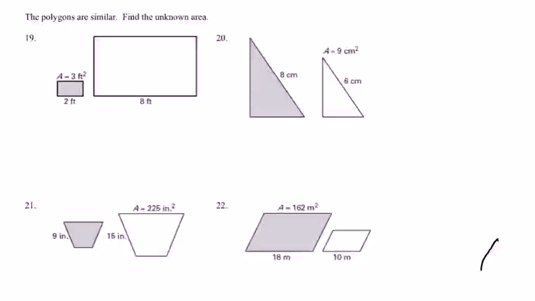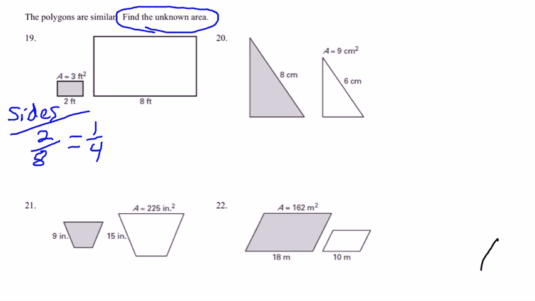Number 19. This time we are given the lengths, and so I want to make a ratio out of the sides, and I'll just go in the order of left to right. So 2 to 8, if I reduce that, that's a ratio of 1 to 4. Now if I want to compare their areas, because that's what we're doing, finding the unknown area, the area ratio is going to be the square of the side ratio.